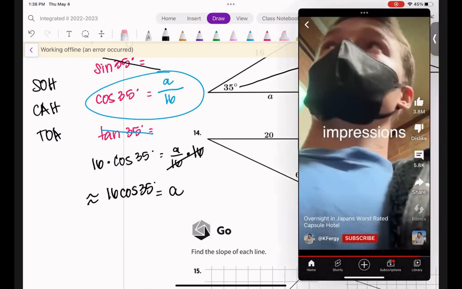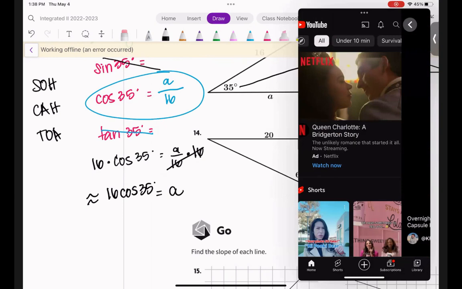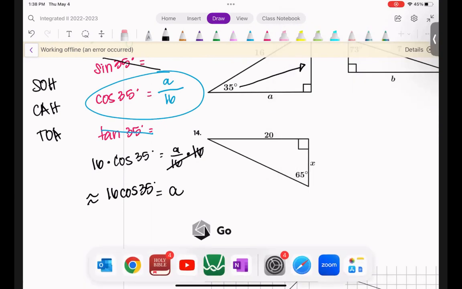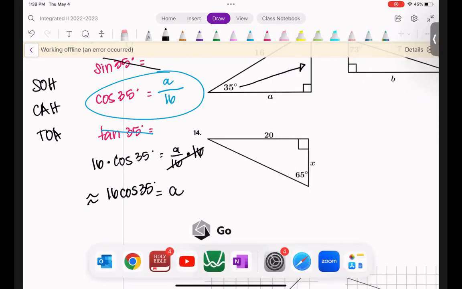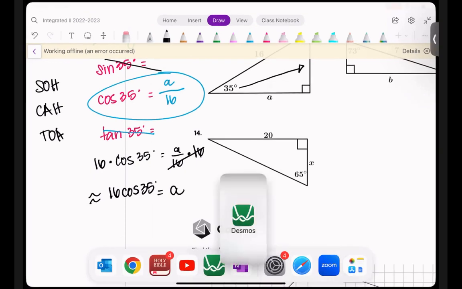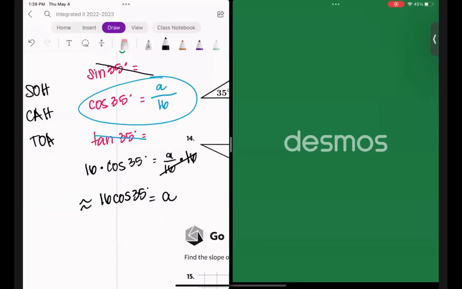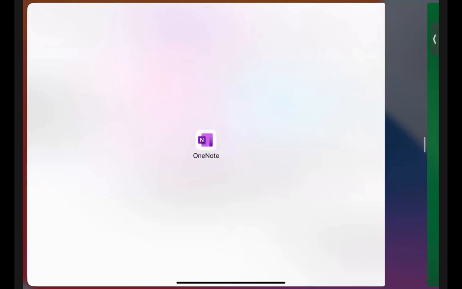Oops, sorry, first impressions were not great. Oh my gosh, stop. Sorry, I thought that was my Desmos. You guys are like, Miss Johnson, what were you watching? That wasn't me. That would be my son. No, I don't want to split my screen. Sorry.